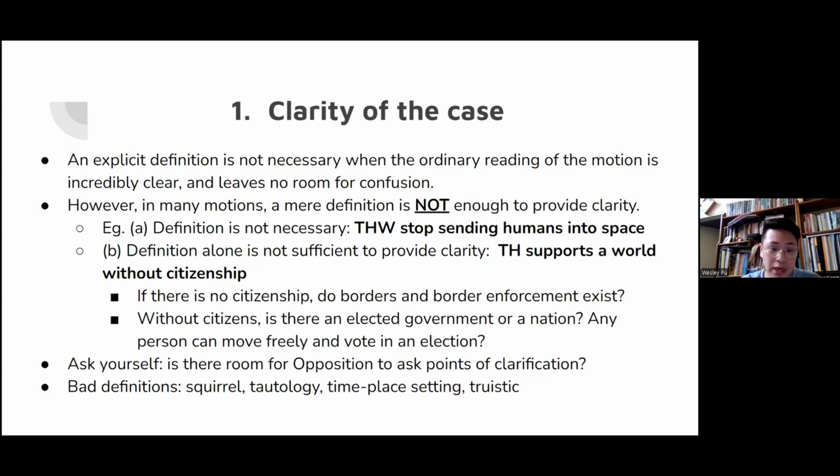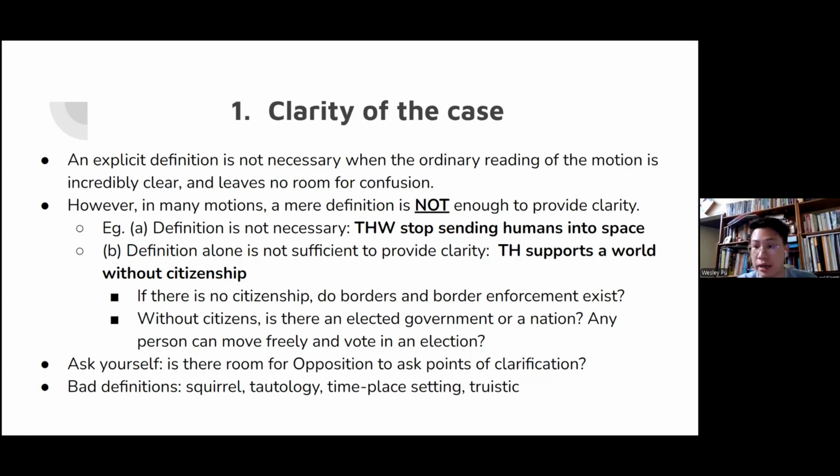Second question you probably want to ask is, without citizenship, is there an elected government or a nation? Can everybody move freely and vote within elections? Because elections require you to be citizens of countries. So if there is no citizenship, does that mean anyone can vote anywhere? If I fly to the United States today, does that mean I can vote in a world where there's no citizenship? Basically, ask yourself very simply, is there room for opposition to ask points of clarification?